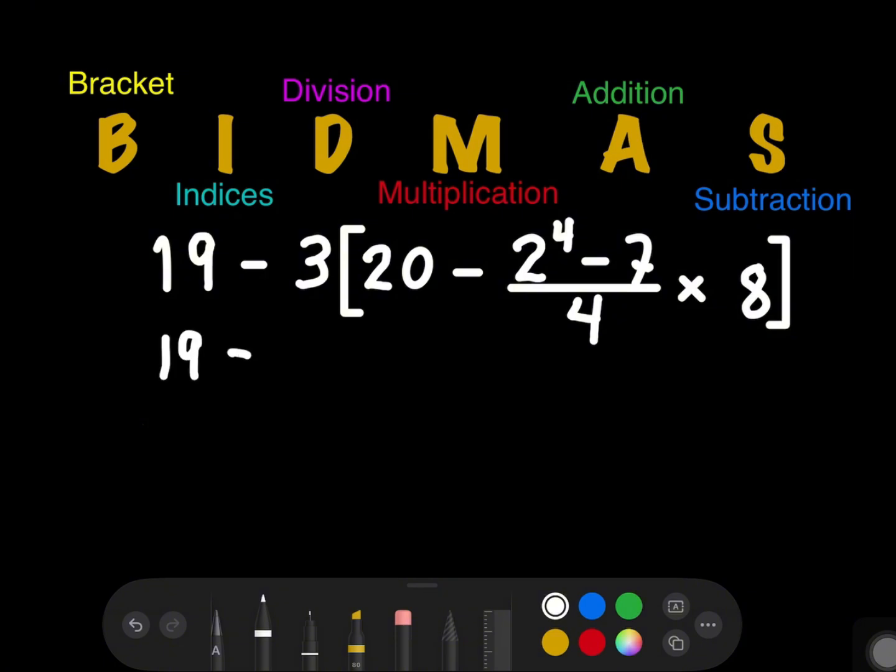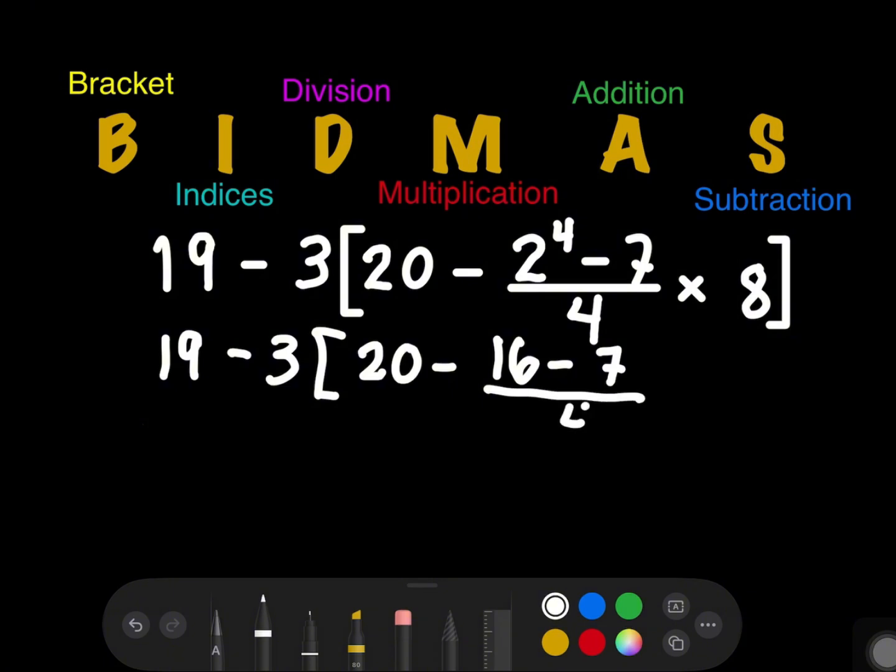So 2 to the fourth, so just copy 19 minus 3 open bracket 20 minus 2 to the fourth is 16, because 2 times 2 times 2 times 2, that's 16 minus 7 over 4 times 8, and then close bracket. After that we have to simplify first 16 minus 7 for the fraction form. So we can simplify that one first under the fraction.